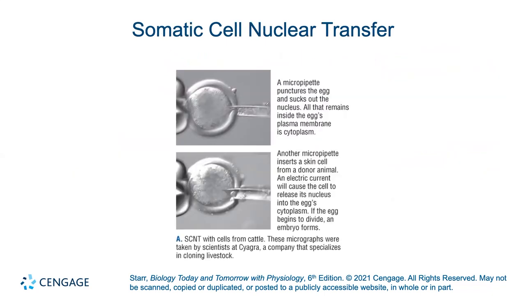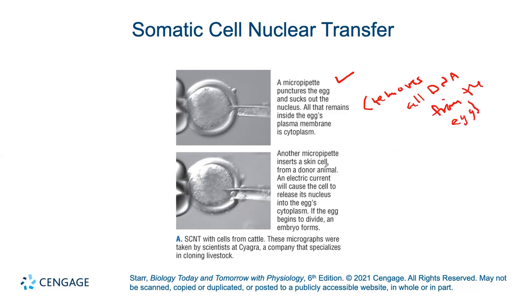What you're looking at here is an example of the power of DNA. We can take DNA from a donor organism and replace recipient DNA with that DNA, right? So here you can see an example, right? A micropipette punctures the egg and sucks the nucleus out, and this removes all DNA from the egg.